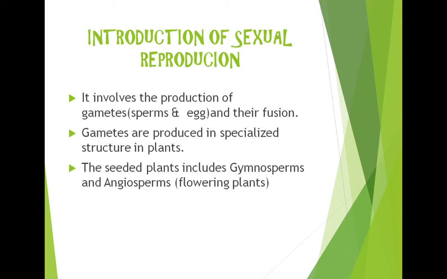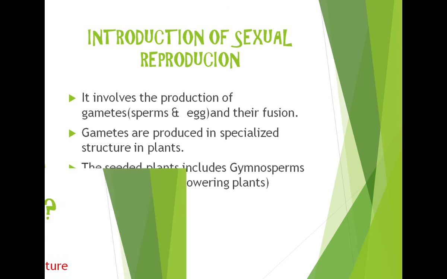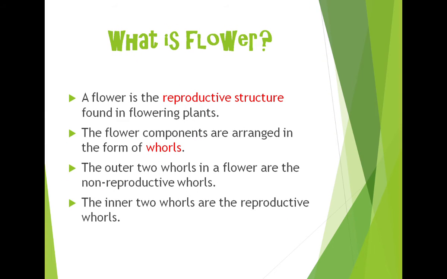Sexual reproduction involves the production of gametes and their fusion. Gametes are produced in specialized structures, and in flowering plants these are either the ovule or the anthers. The seed plants include gymnosperms and angiosperms, and in this lecture we will cover the life cycle of angiosperms, that is the flowering plants. Now what is a flower?